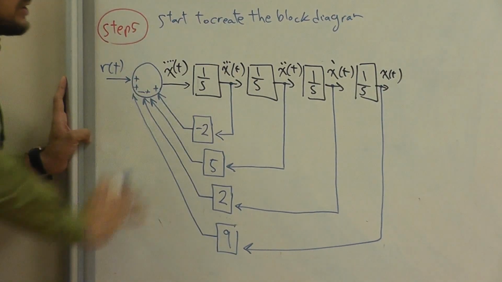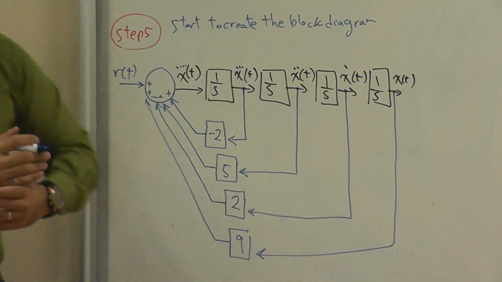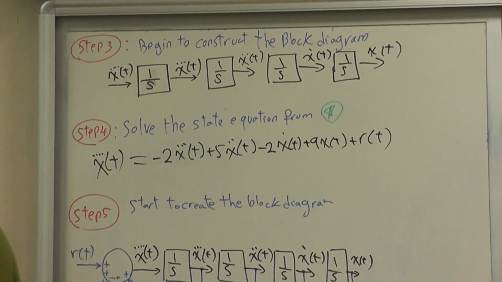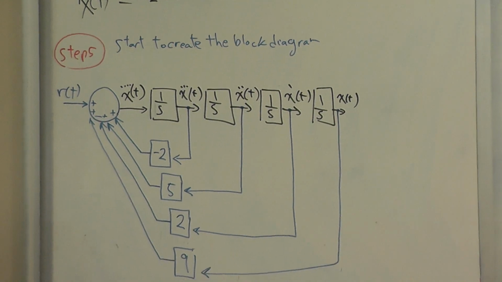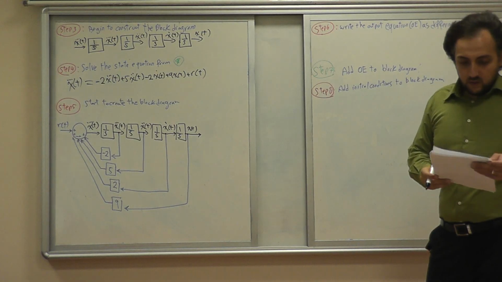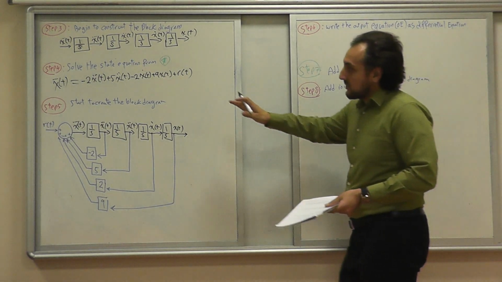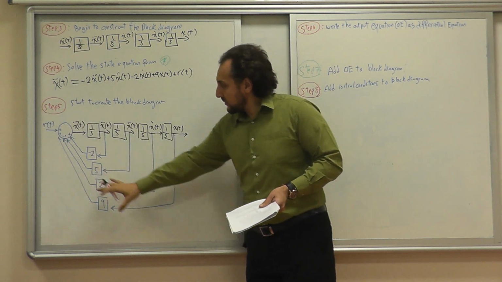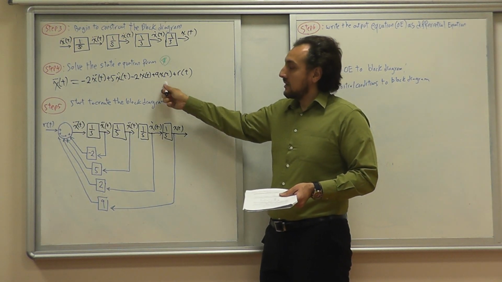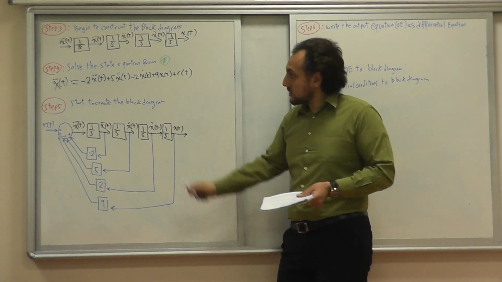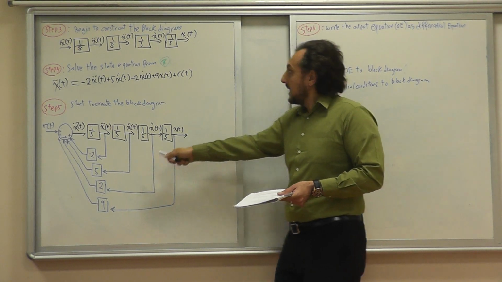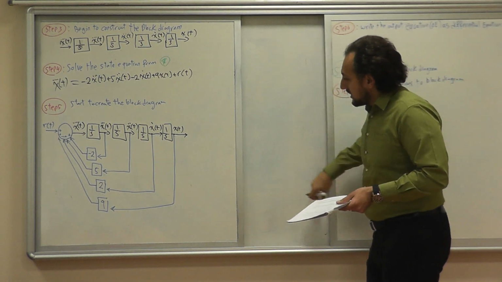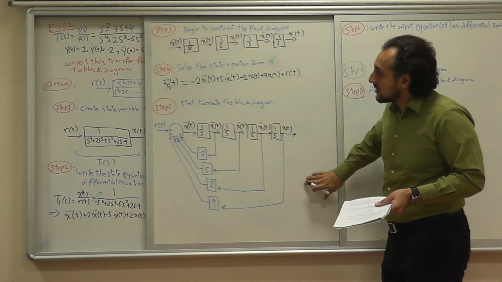Then we finish creating the block diagram. Okay, you can do it. Then we can continue to the next step. Okay, let's continue. After we finish this step number 5, we add the state equation. This is state equation to the block diagram. Okay. Now, as you remember, let me just show you.